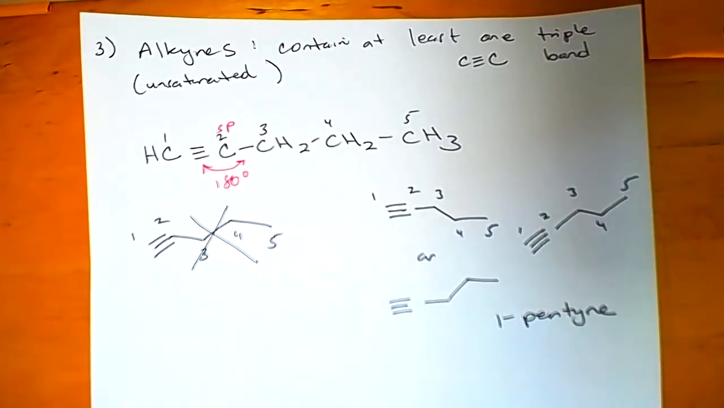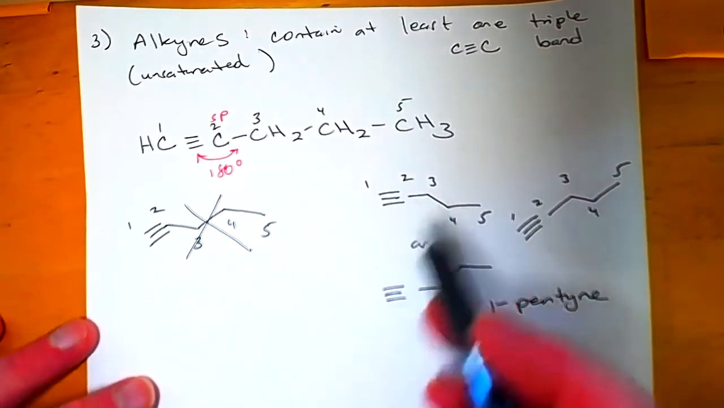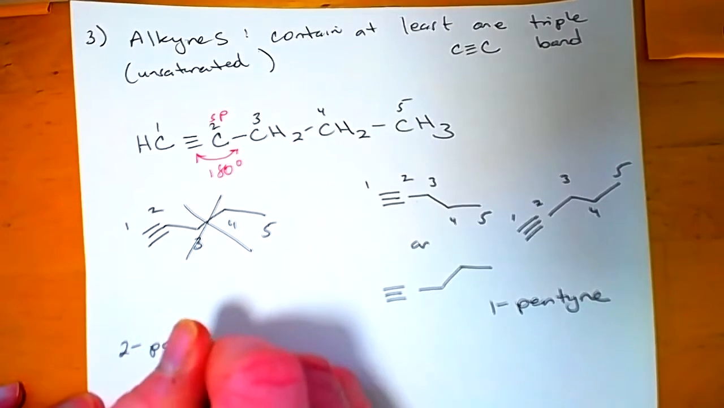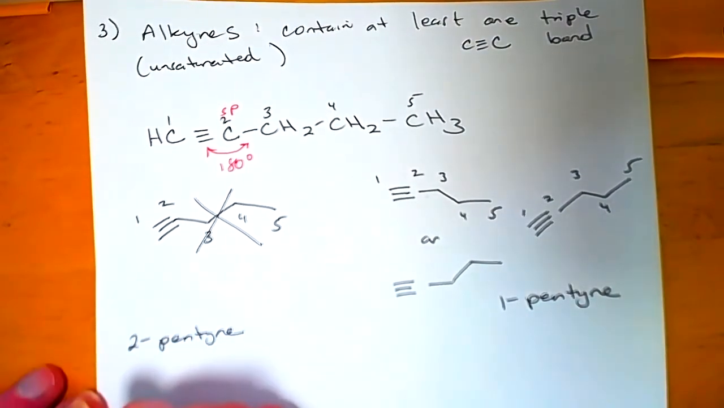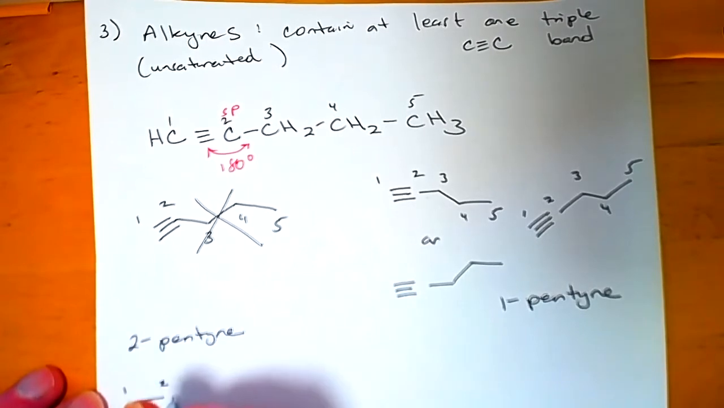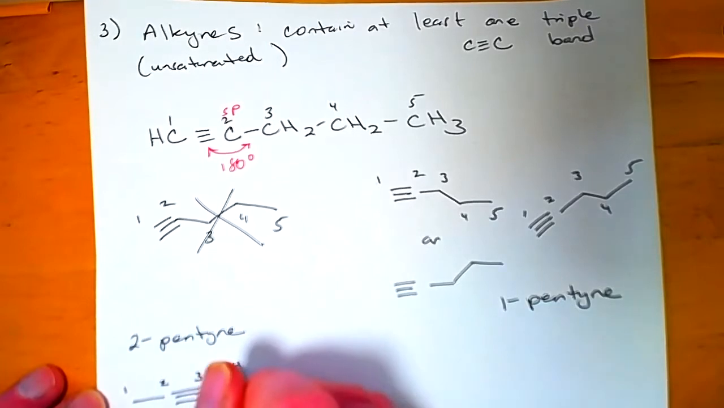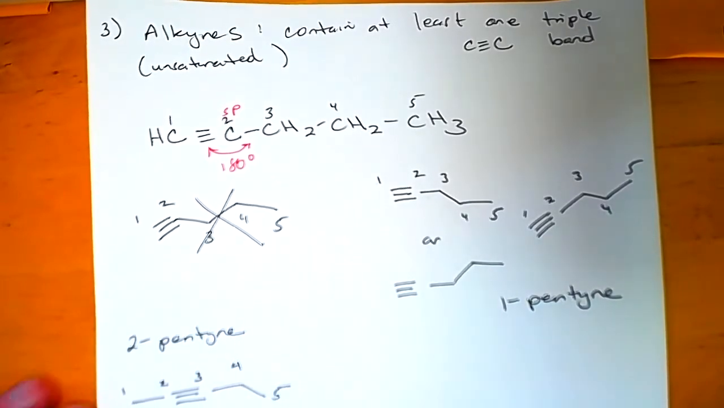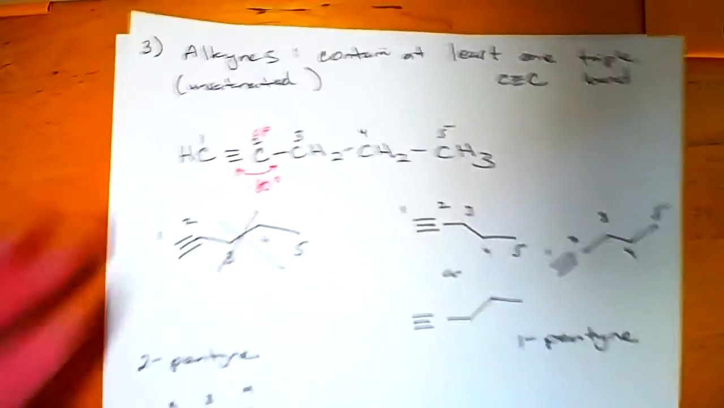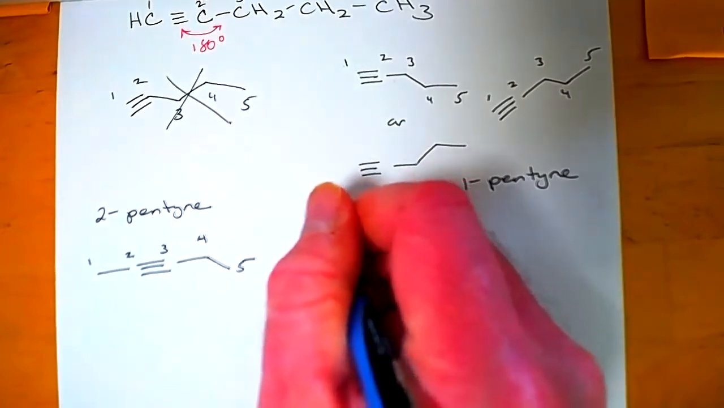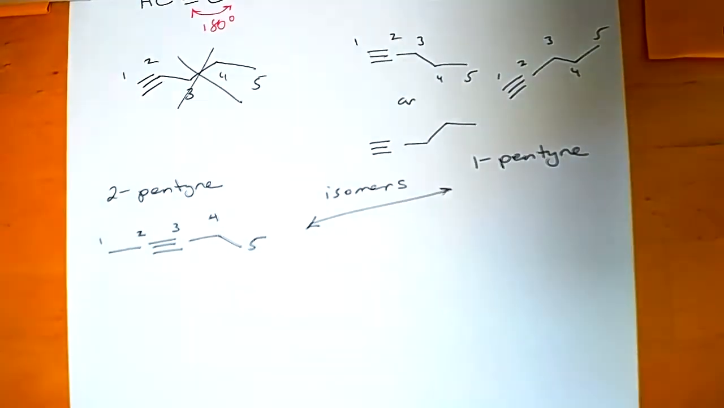Now, if I wanted to move that triple bond into the system, like if I wanted to represent, let's say, 2-pentyne, well, then I would need to start off with a single bond, 1 and 2, then a triple bond, where 3 is going to be, and then 4, and then 5, like so, okay? And 2-pentyne and 1-pentyne are most certainly isomers. Those are not the same molecule, okay, because of the position of where the triple bond is.